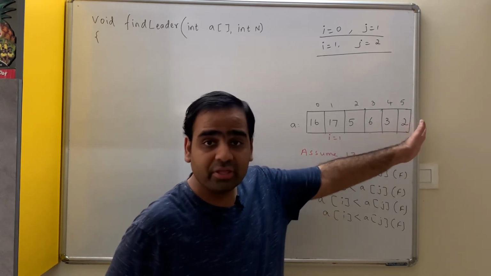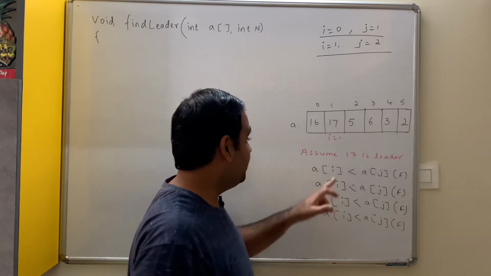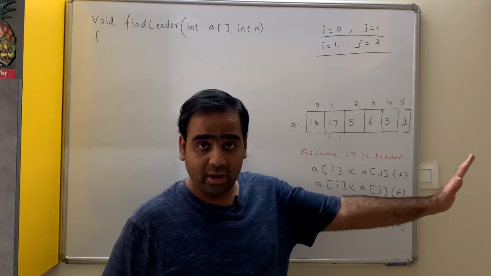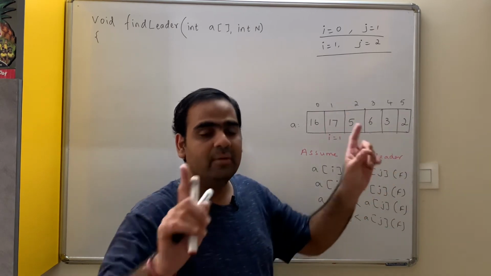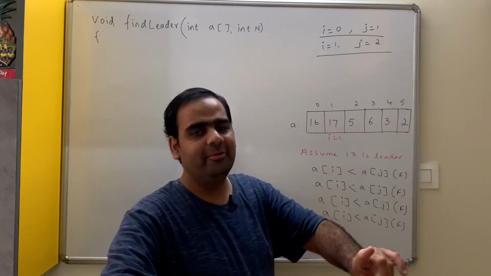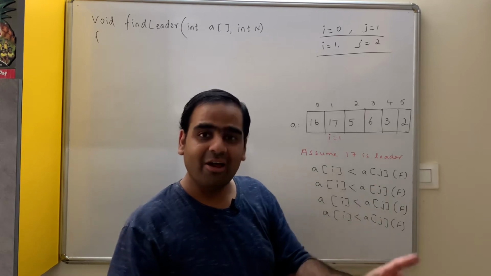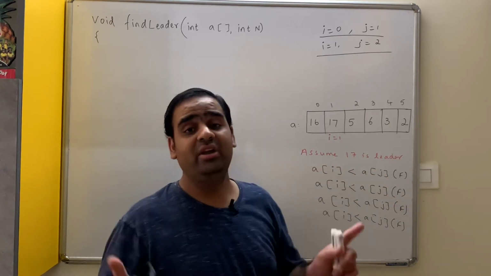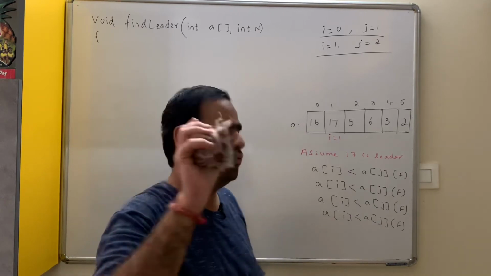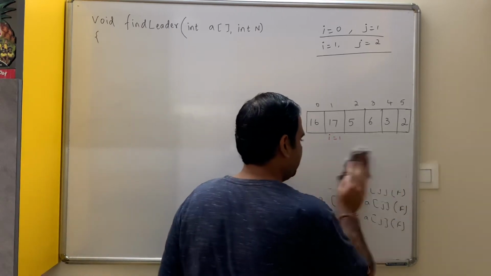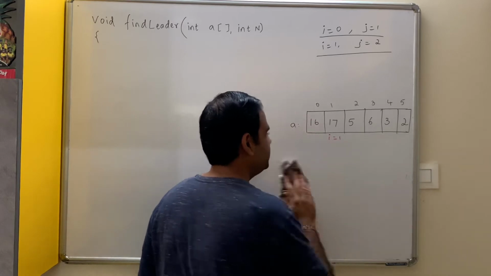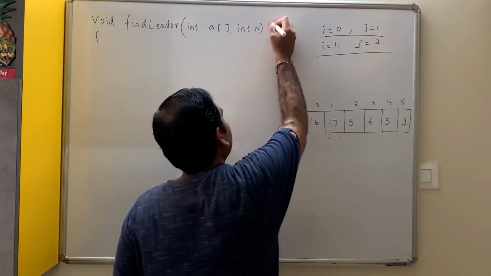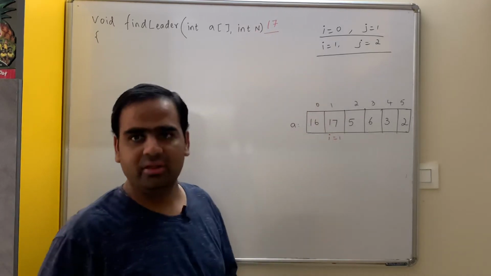There is no 6th index, and that means 17 is not less than any element on the RHS, which also means there does not exist any element greater than 17 in the RHS subarray. Therefore, our assumption of 17 being leader is true, and what we do is display 17 as the answer.